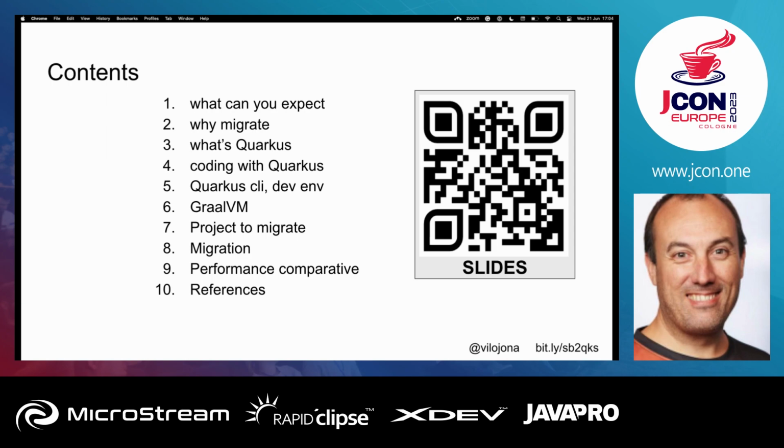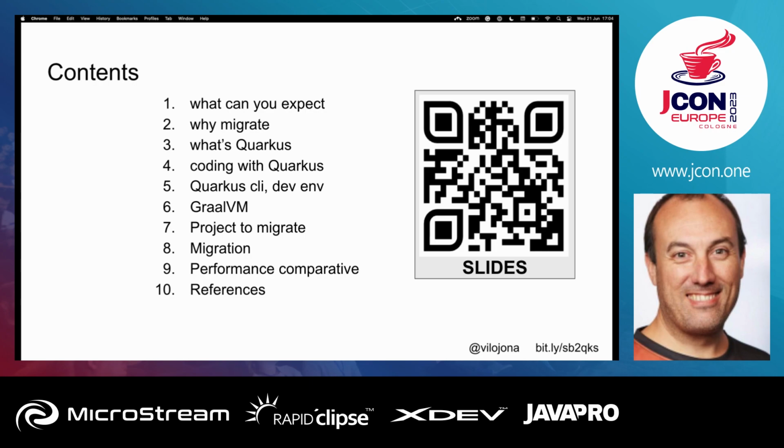So this is the agenda for the presentation. What you can expect of this. Also, why I decided to migrate. I had several things to do at home. So migrating a Spring Boot application into Quarkus, that was not part of my job. Well, probably I had better things to do. So why I decided to migrate.